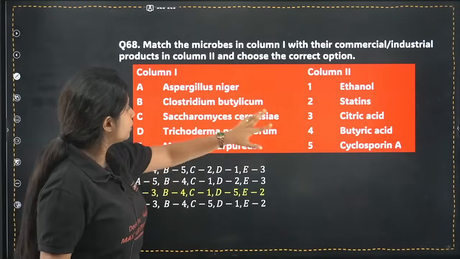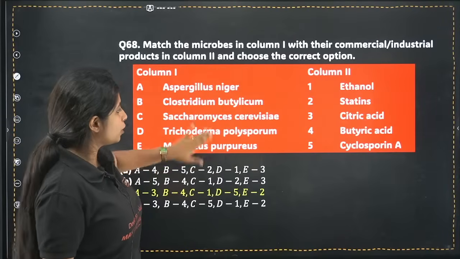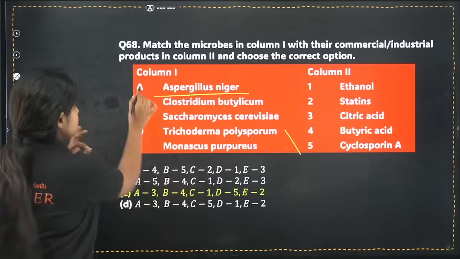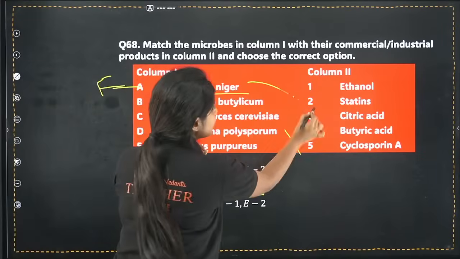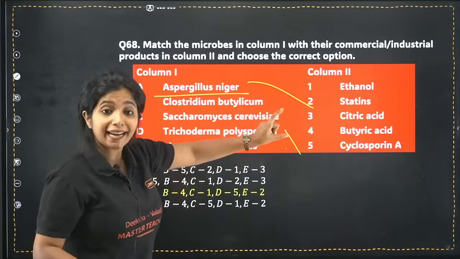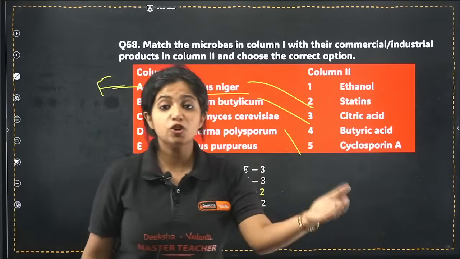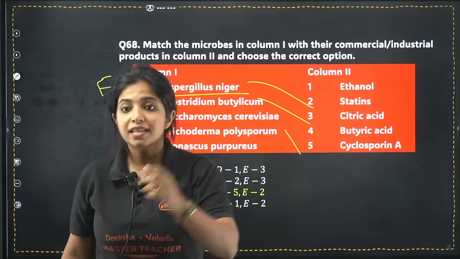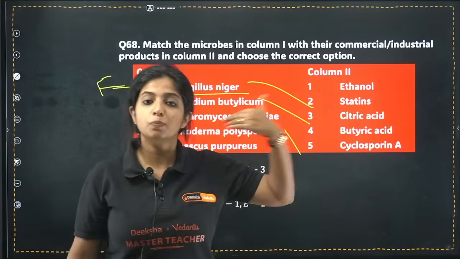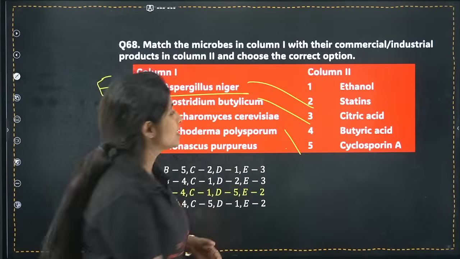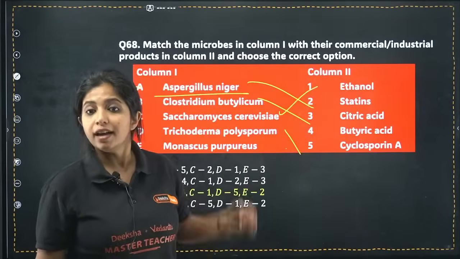Aspergillus niger, Clostridium butylicum, Saccharomyces cerevisiae, Trichoderma. Aspergillus niger is a fungi producing citric acid. Clostridium butylicum, butyric acid. You have Acetobacter aceti, acetic acid. Saccharomyces cerevisiae is known as baker's yeast and also brewer's yeast, because in fermentation it produces ethanol. It is a yeast.